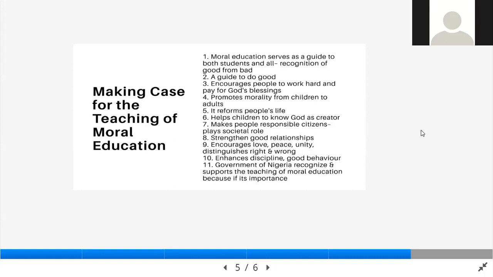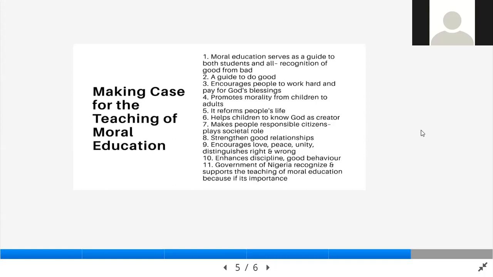Secondly, moral education is a guide to do good. When you remember what your teacher taught you in school, if you look at the Christian religion, remember that moral education comprises Christian religious studies, Islamic religious studies, and African traditional religious studies. All of us are African. And what does the Christian religious study say? There are things we call good. Do unto others as you want others to do to you.